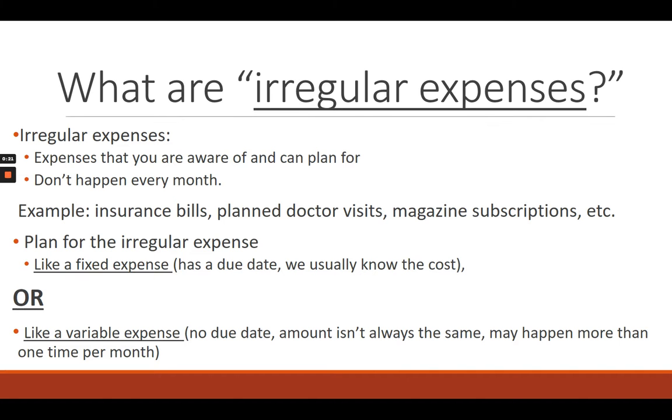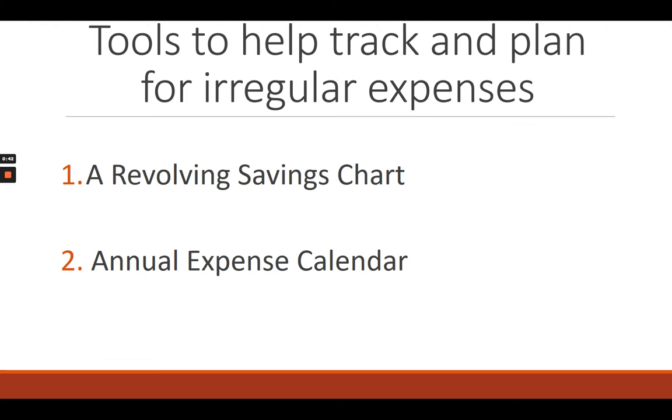Irregular expenses are expenses that you are aware of and can plan for, but they don't happen every month. Examples of these expenses are insurance bills, planned doctor visits, and magazine subscriptions. You can plan for irregular expenses like a fixed expense or a variable expense. A revolving savings chart and an annual expense calendar are tools to help keep track and plan for irregular expenses.